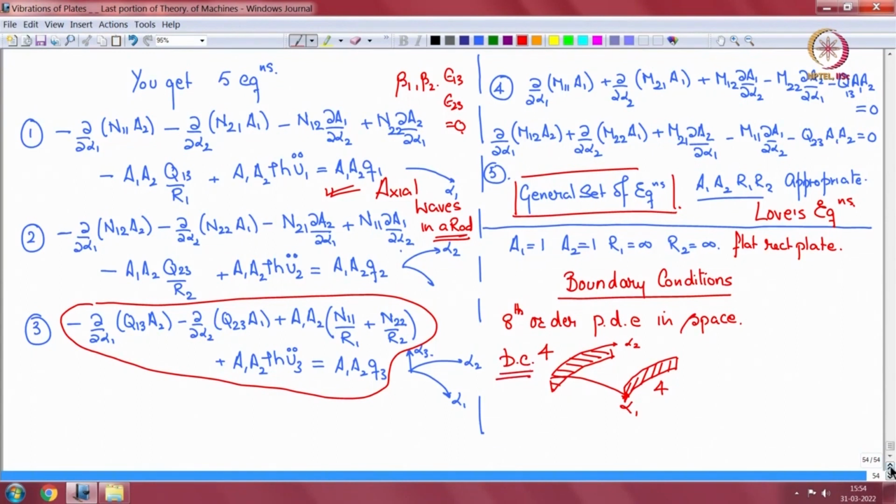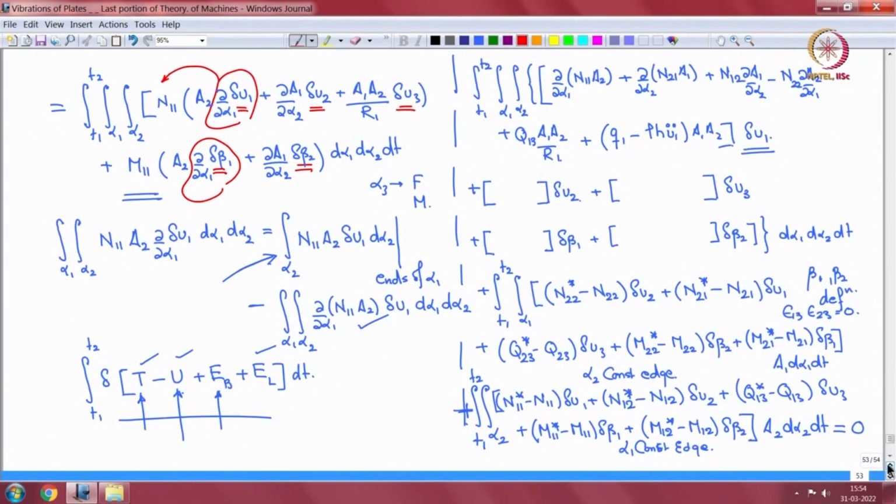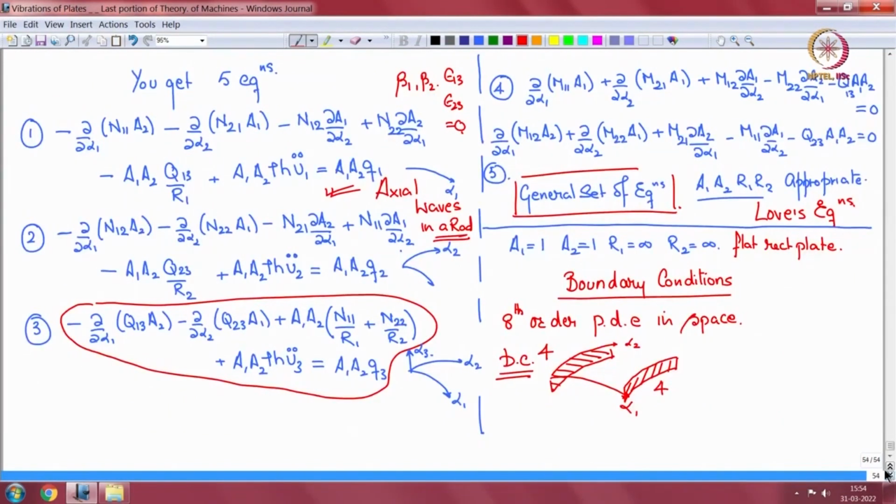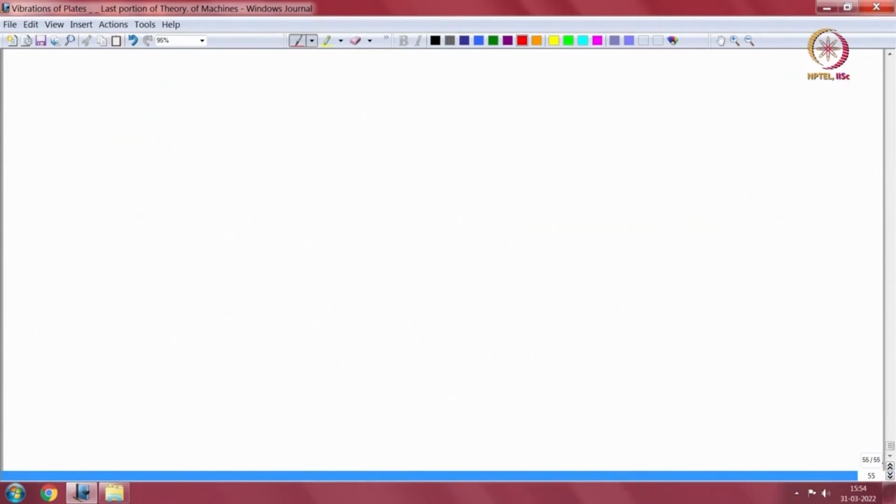Okay. But if you look at the boundary term, there is a boundary term at alpha 2 constant edge, or let us say alpha 1 constant edge. Okay. You have 1, 2, 3, 4 and 5 terms. You have 5 terms. Okay. So there is some kind of incompatibility, and this was first observed by Kirchhoff. Okay. So he made a change.